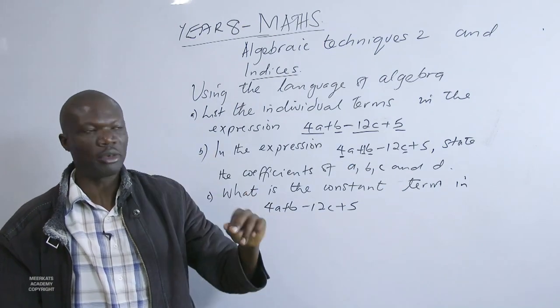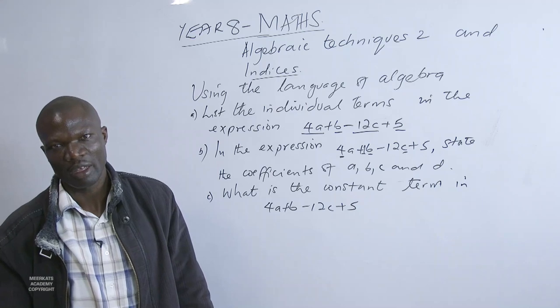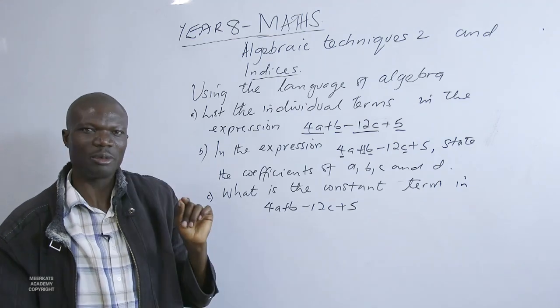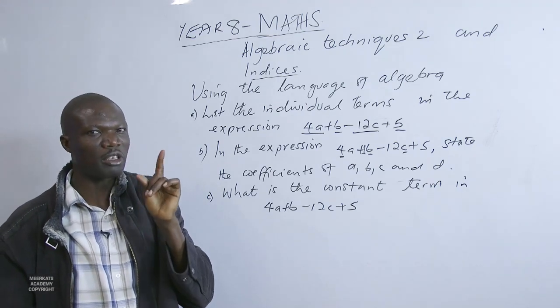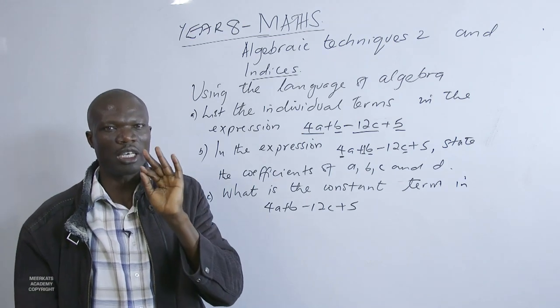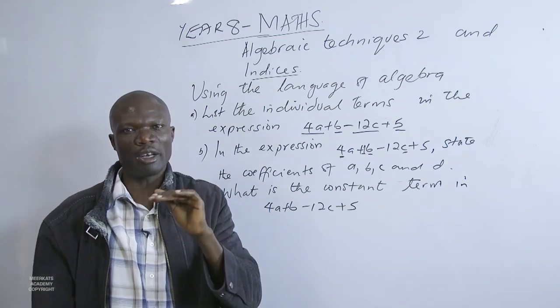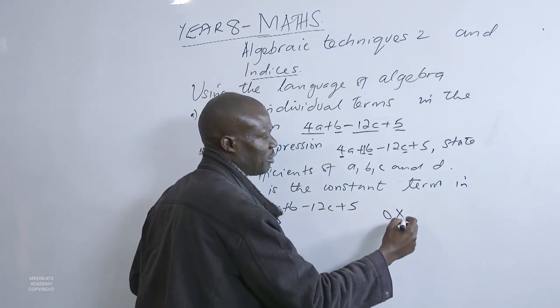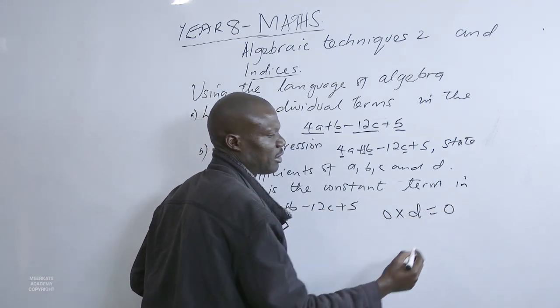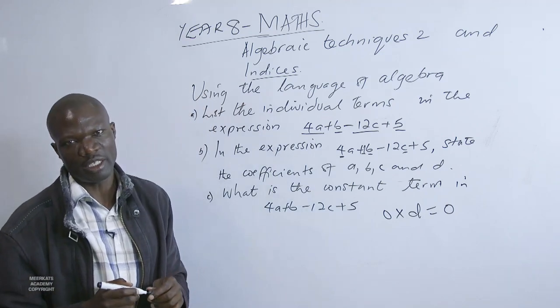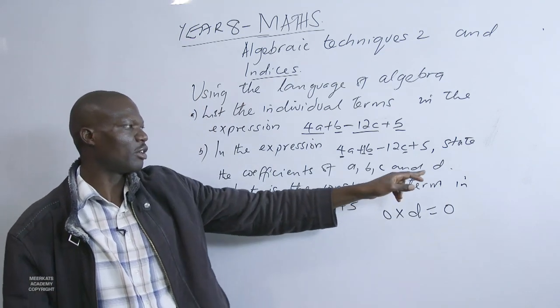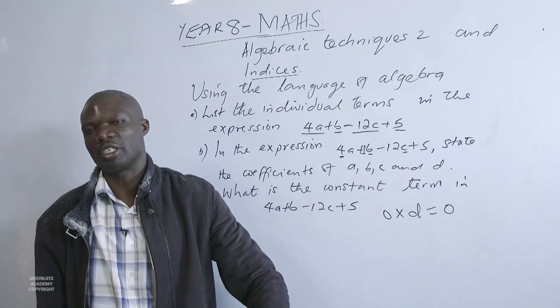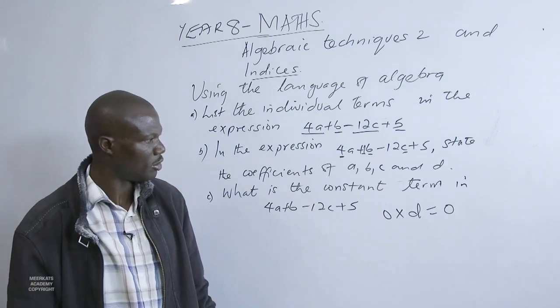Coefficient of d, we don't have d. If we don't have d, then it means that the coefficient of d is 0, because 0 multiplied by a number is 0, which implies that 0 times d is 0. So that's why we shall say that the coefficient of d in this expression is 0.